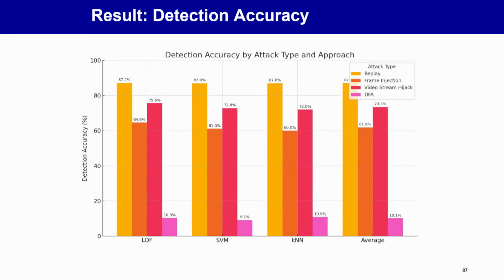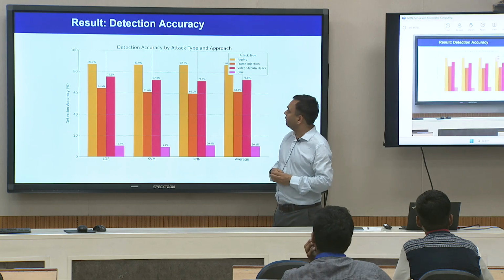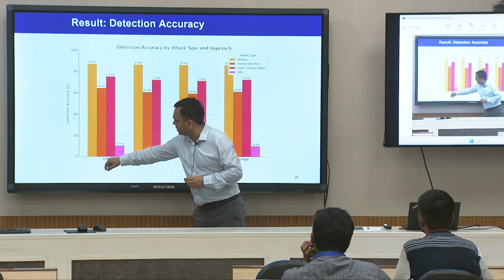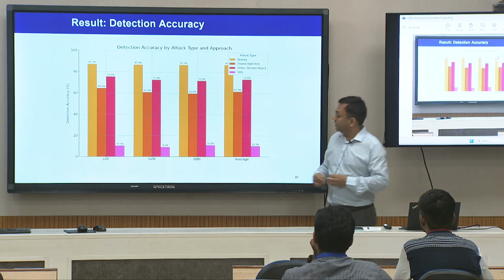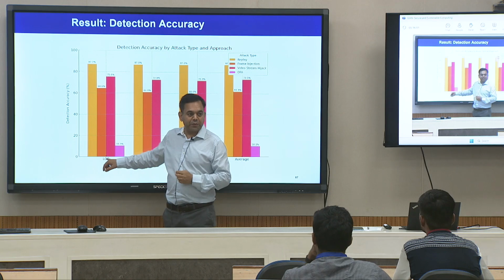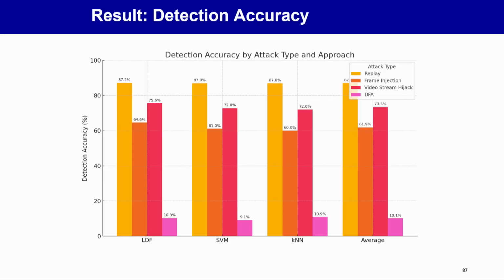This is the result about detection accuracy, the detection accuracy of different approaches. These are LOF, SVM, KNN, and this is the average. So these are the detection approaches. I think this one is called local outlier factor. This is support vector machine. This is K nearest neighbor. And then you have these attack types: replay, frame injection, video stream hijack, and DFA.